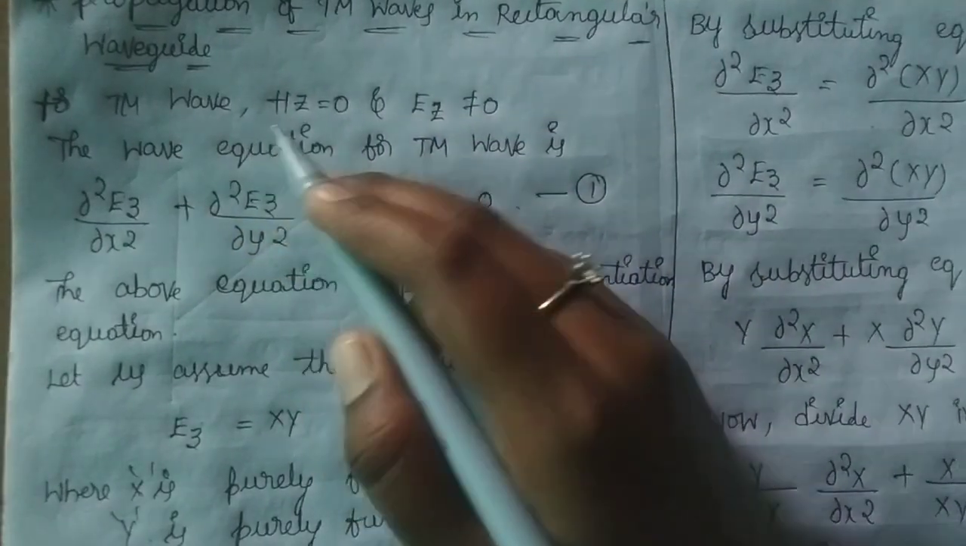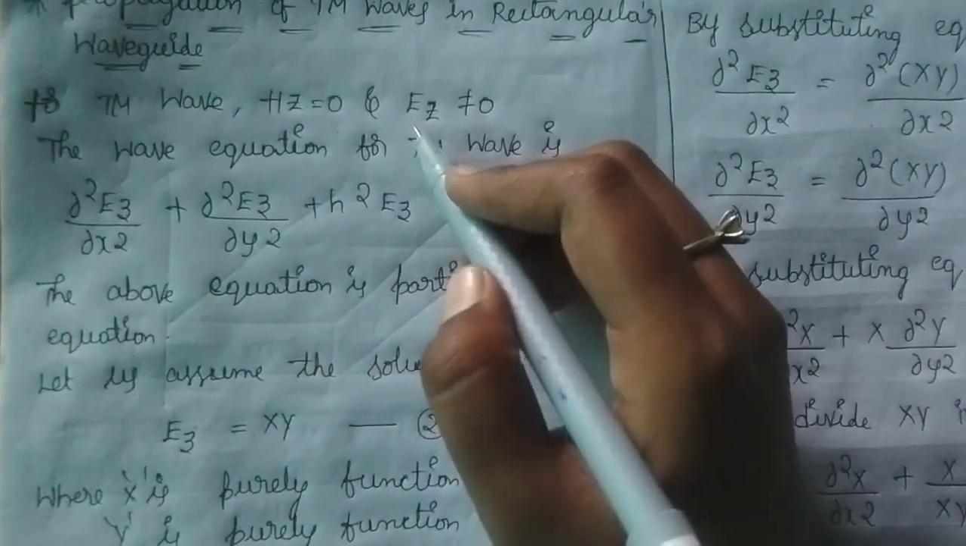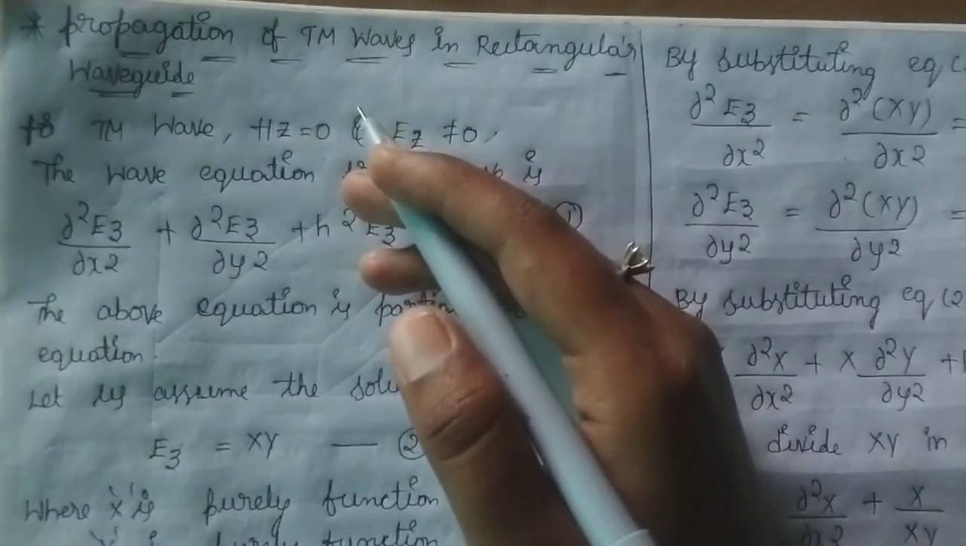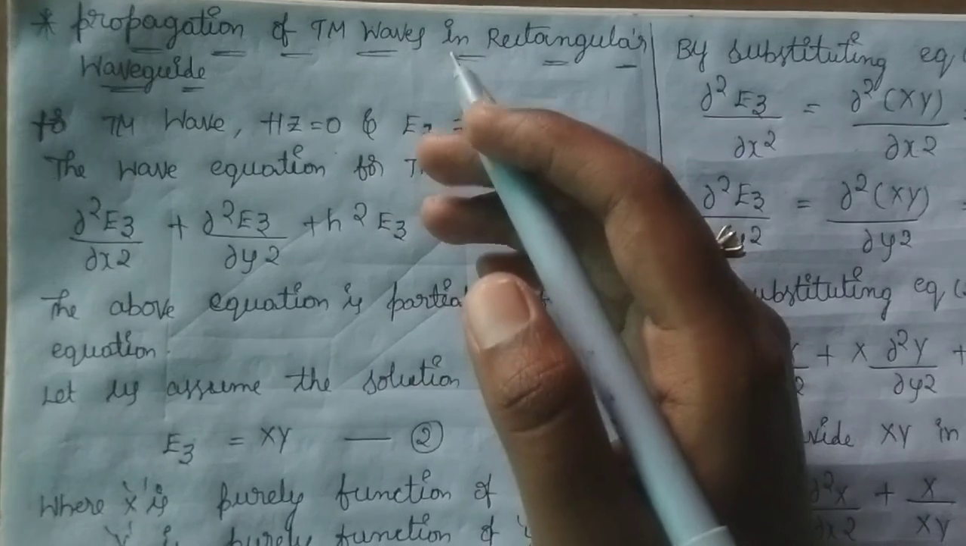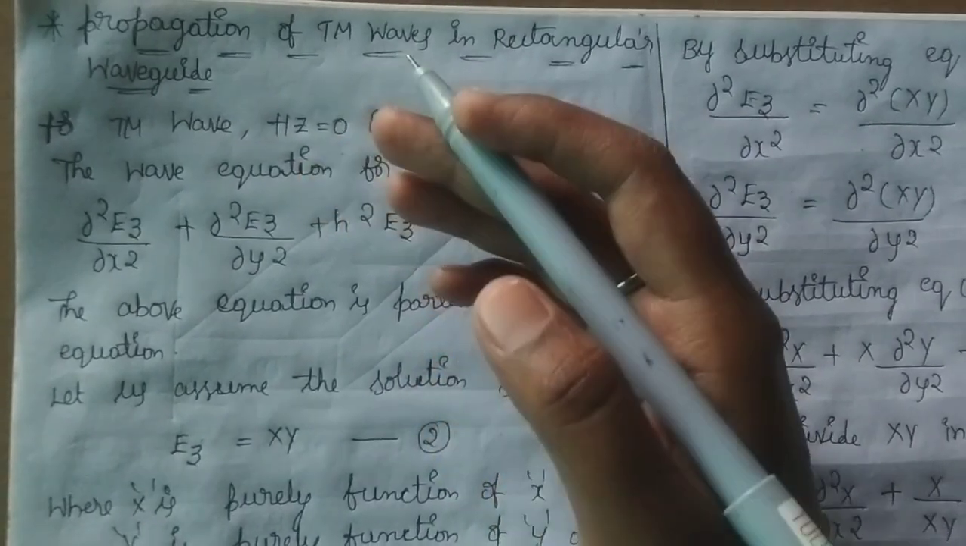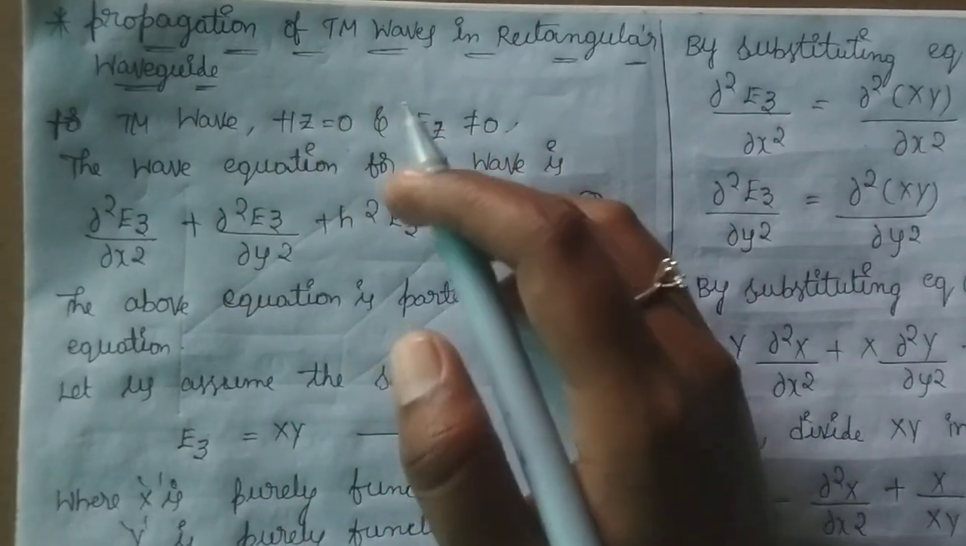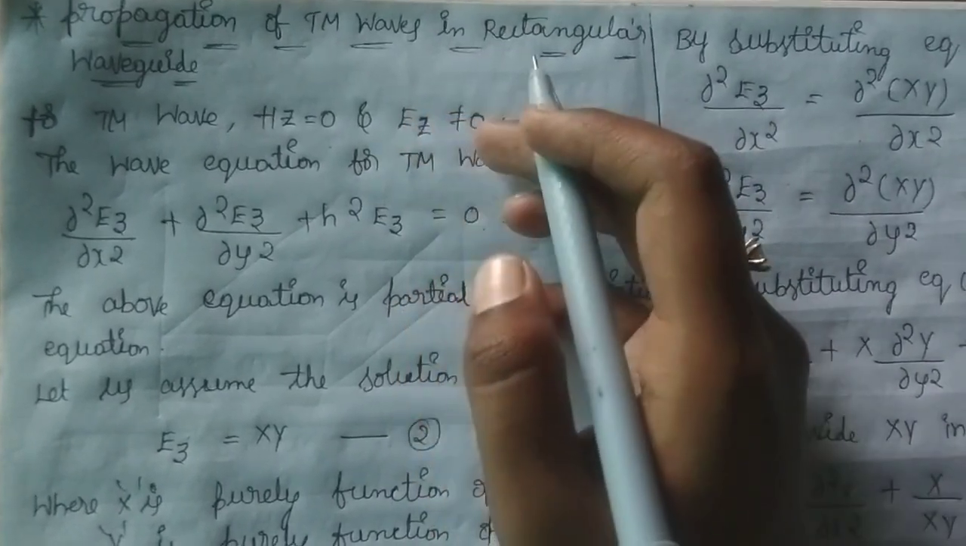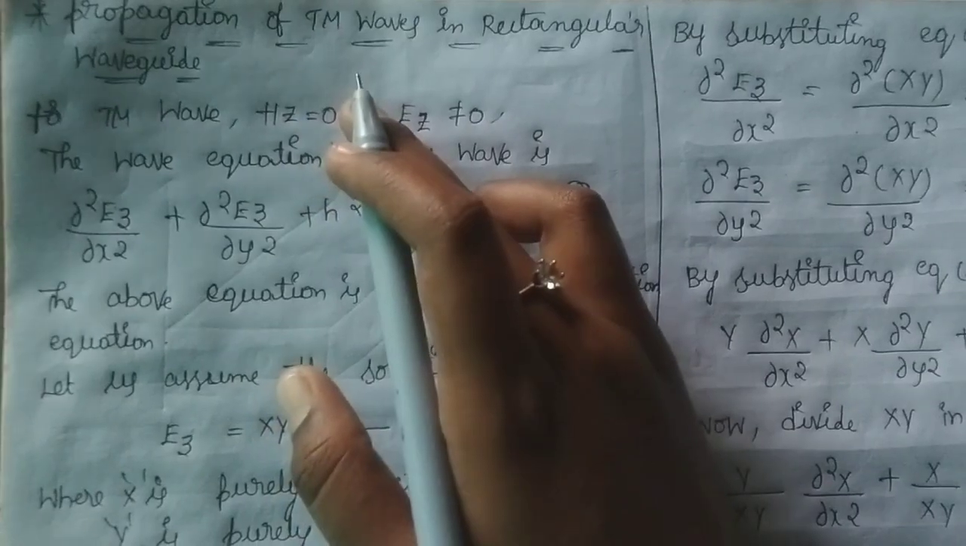Here, for TM wave, Hz is equal to 0 and Ez is not equal to 0. That means in TM waves, the Hz component is not present and the Ez component is present. So that's why Ez is not equal to 0, Hz is equal to 0.